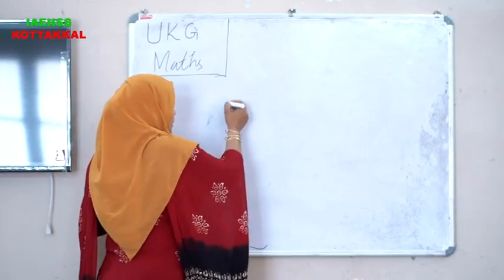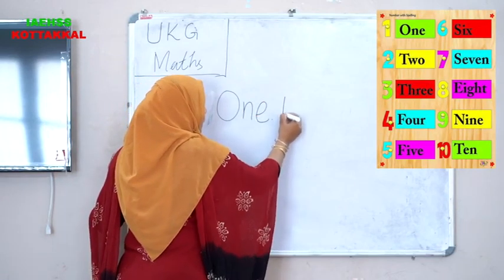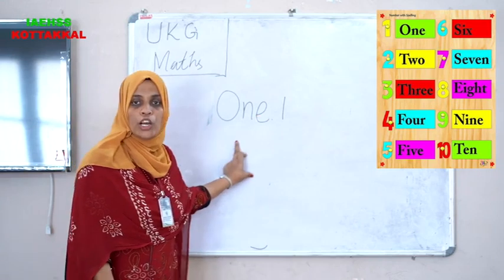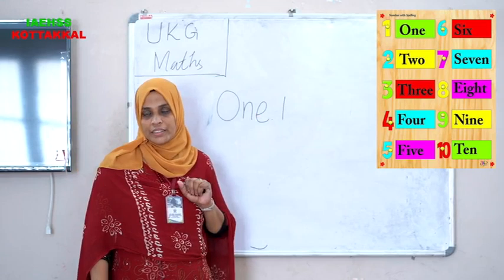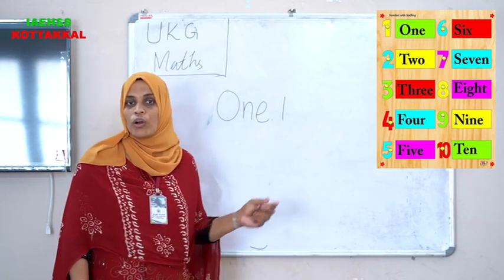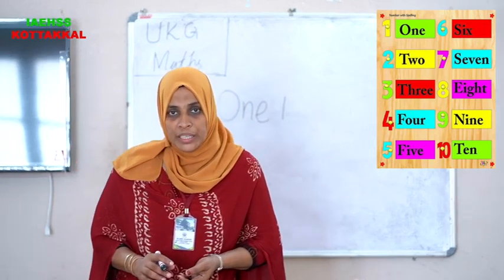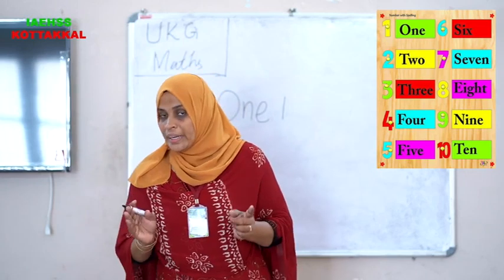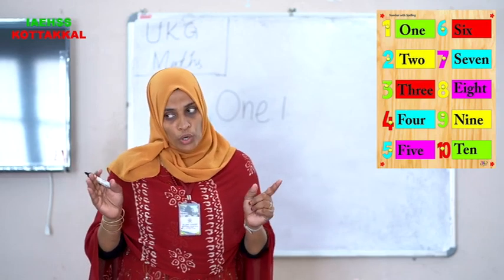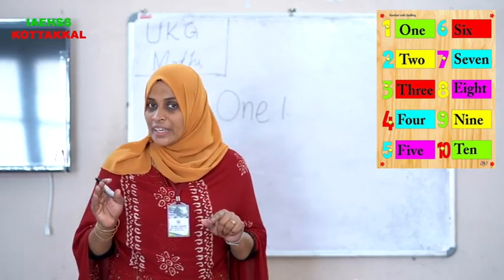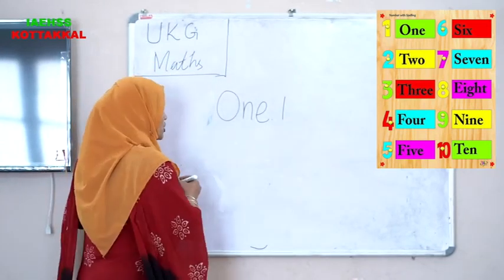O-N-E, 1. All of you read. O-N-E, 1. All of you say O N E, 1. Repeat after me. O N E, 1. Say all of you. Ready, steady. Okay. Next.